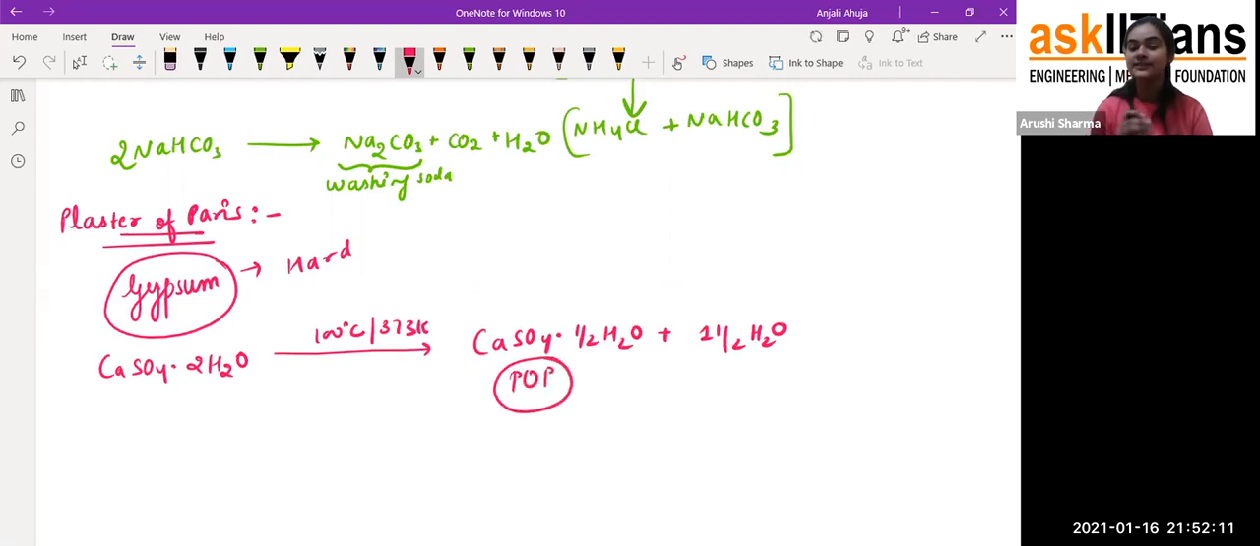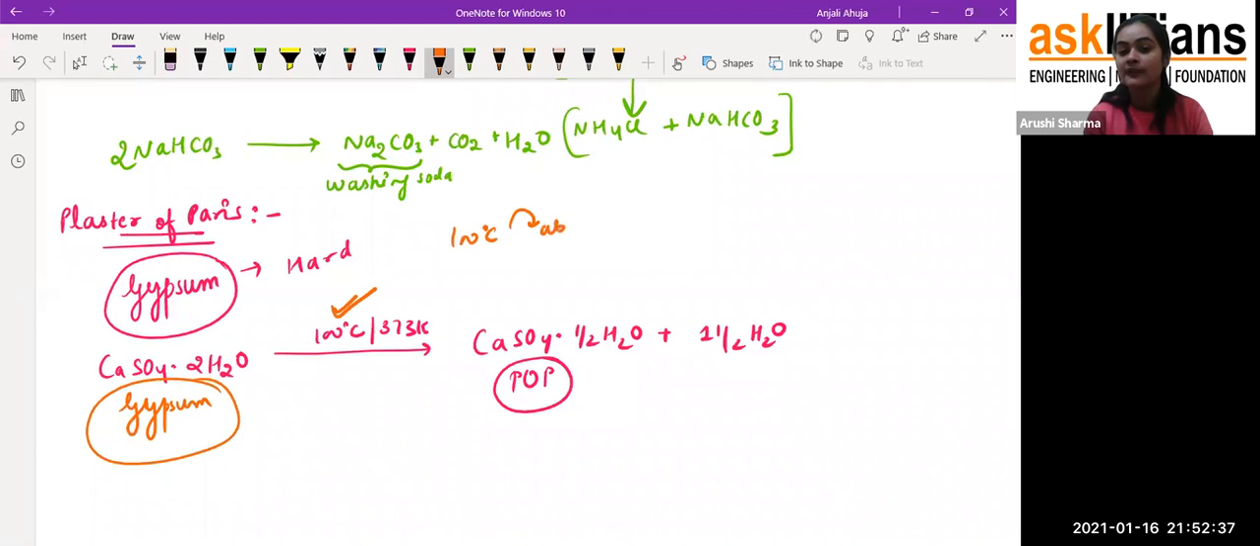Now, when I have removed the water from it, it is in a more concentrated form. A very important point comes here: whenever you are preparing POP from gypsum, be careful about the temperature. If we go above 100 degrees Celsius, the half molecule of water which is present here is also going to be eliminated, and you are getting just calcium sulfate, and it is not of any use.